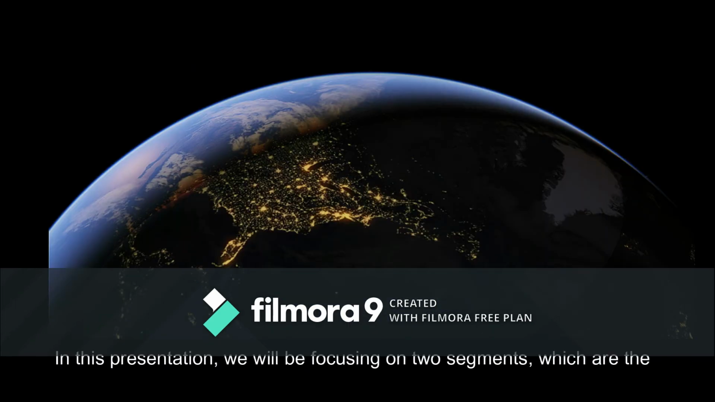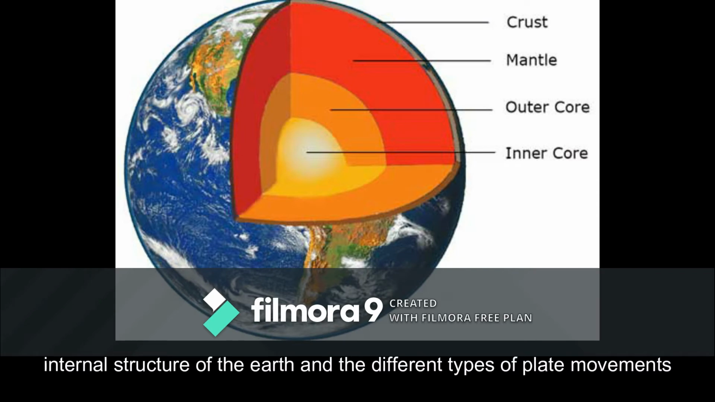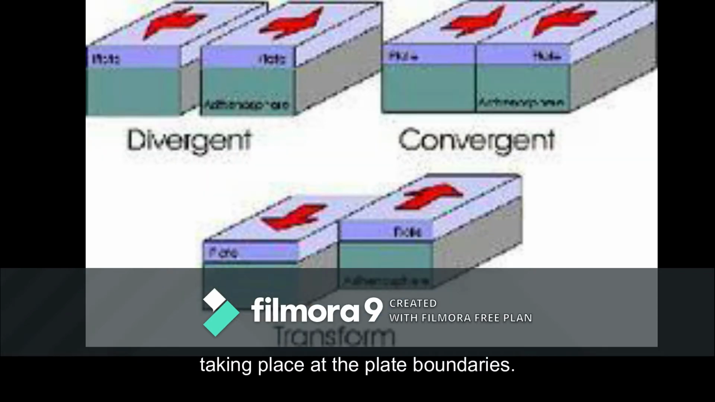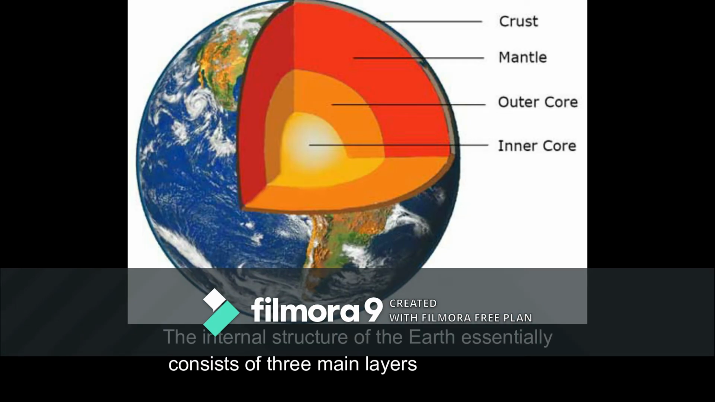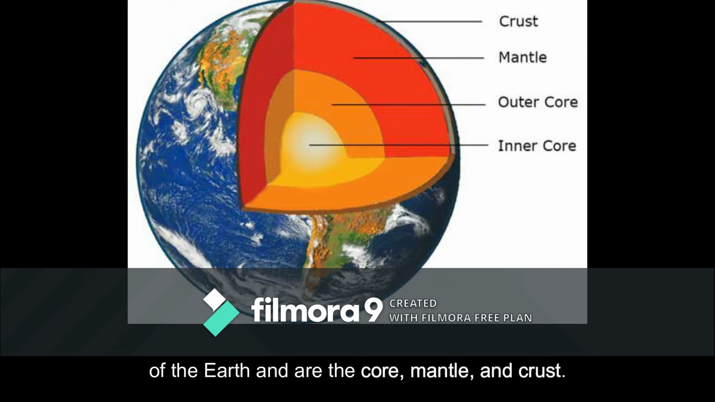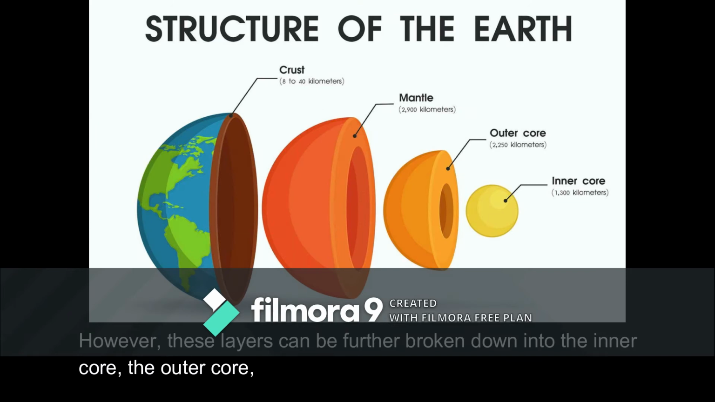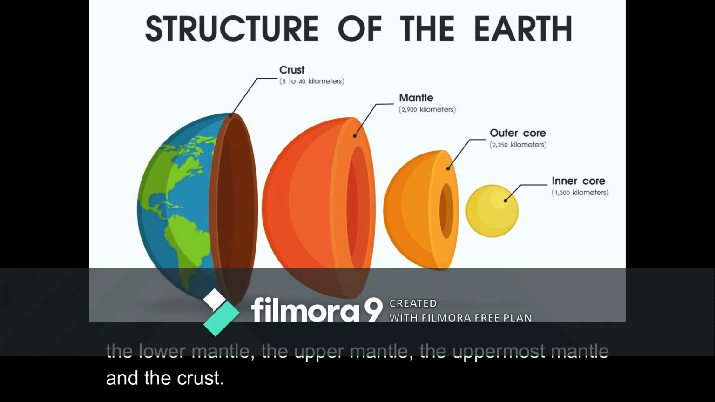In this presentation, we will be focusing on two segments, which are the internal structure of the Earth and the different types of plate movements taking place at plate boundaries. The internal structure of the Earth essentially consists of three main layers: the core, mantle, and crust. However, these layers can be further broken down into the inner core, the outer core, the lower mantle, the upper mantle, the uppermost mantle, and the crust.